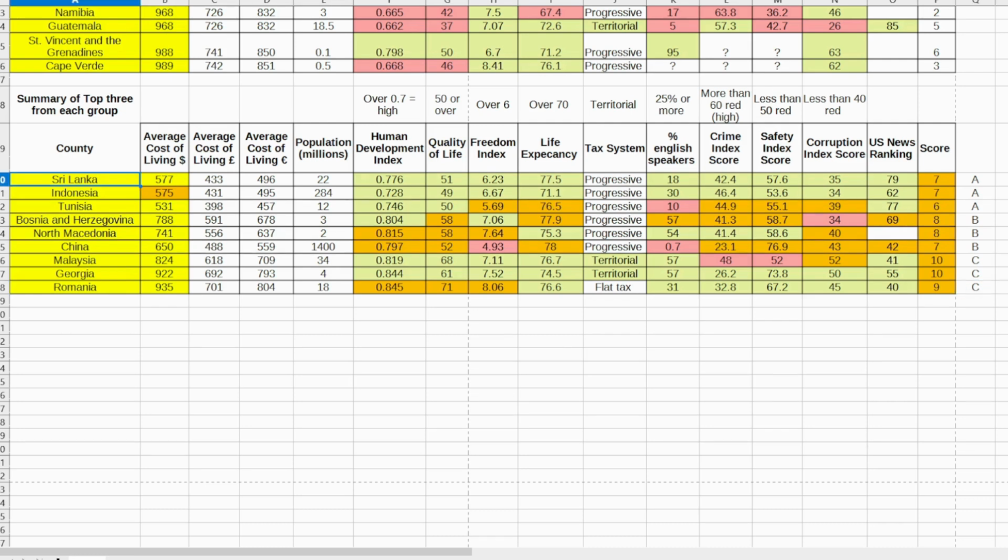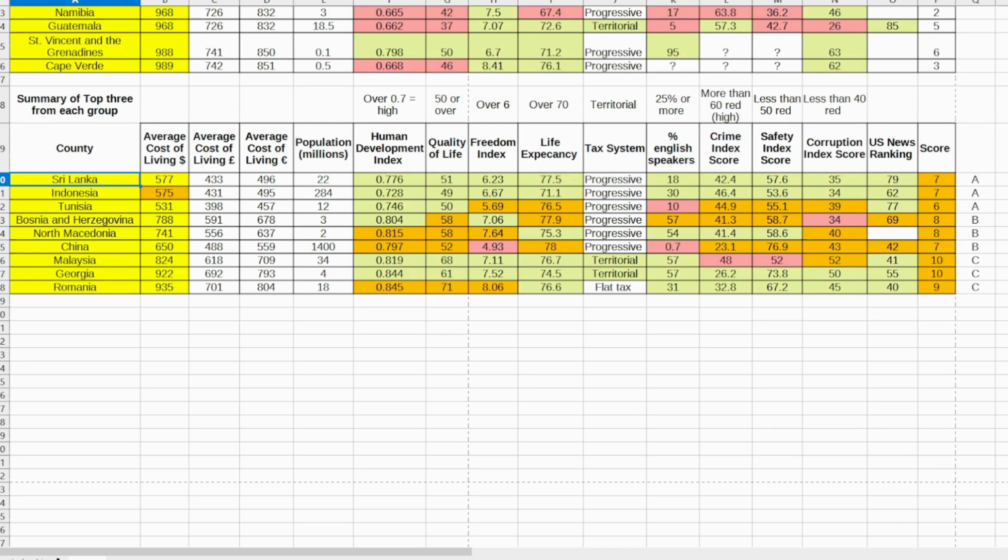So the outcome is that Sri Lanka is the winner of Group A, which was a cost of living of less than $600 per month, and was the best rated of the two countries, which received 7 points. Bosnia and Herzegovina is the winner of Group B, and the best rated out of the two countries, which had 8 points. Malaysia was the winner of Group C with a massive maximum of 10 points.